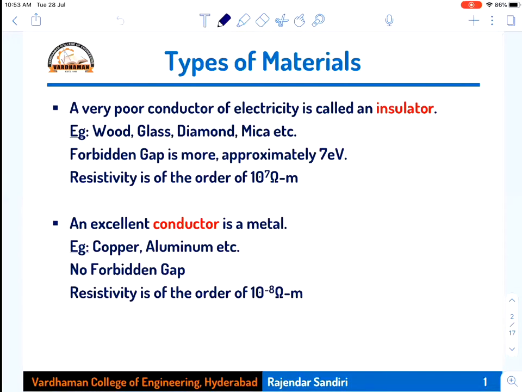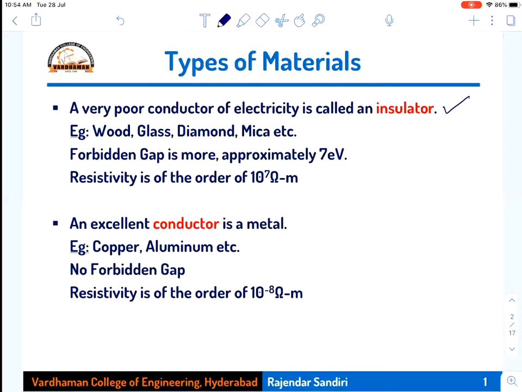A very poor conductor of electricity is an insulator. What are the examples of those insulators? Wood, glass, diamond, mica, etc. And these insulators are classified based upon the forbidden energy gap and the resistivity. These are the most important parameters on which the materials are classified.